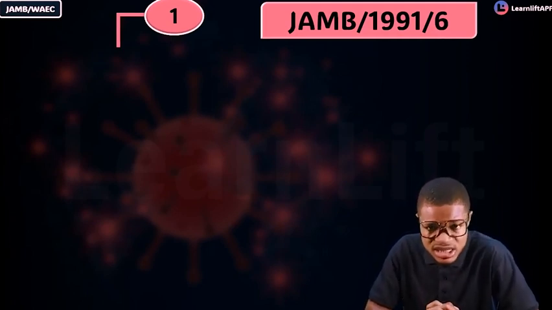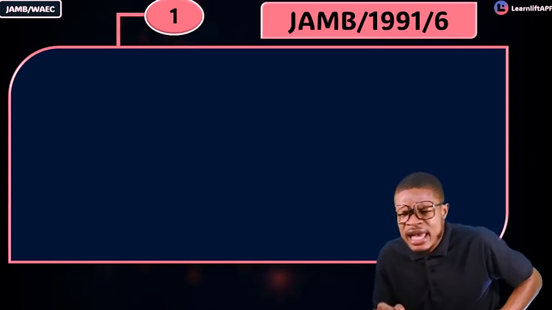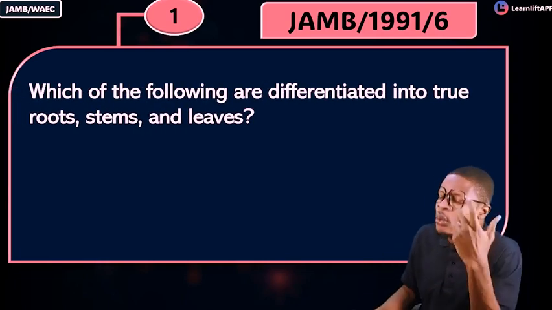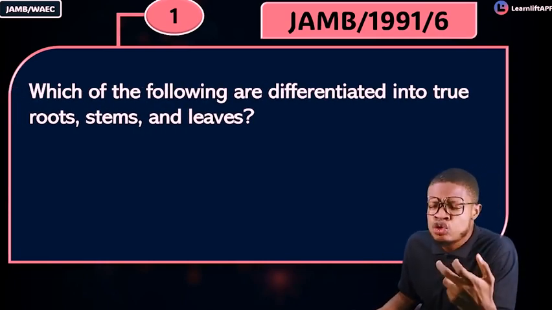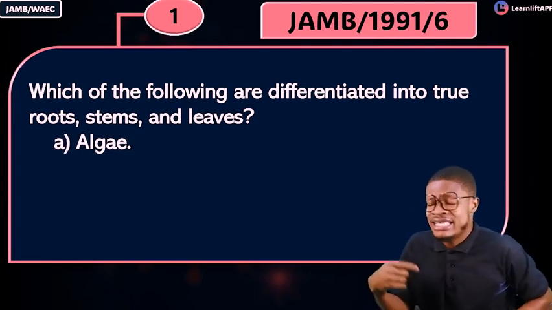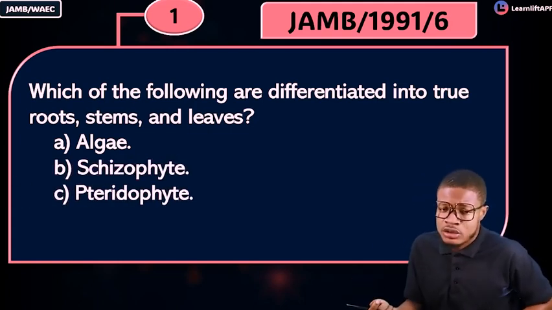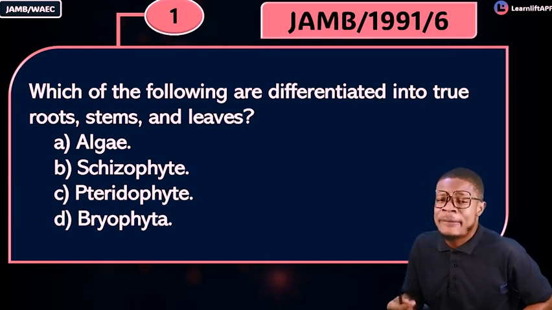But look at your JAMB 1991 question 6. JAMB will never play with this. In 1991 question 6, they gave this question: which of the following are differentiated into true root, true stem, and true leaves? Option A says algae. Option B says schizophytes. Option C says pteridophyte, and option D says bryophyta.